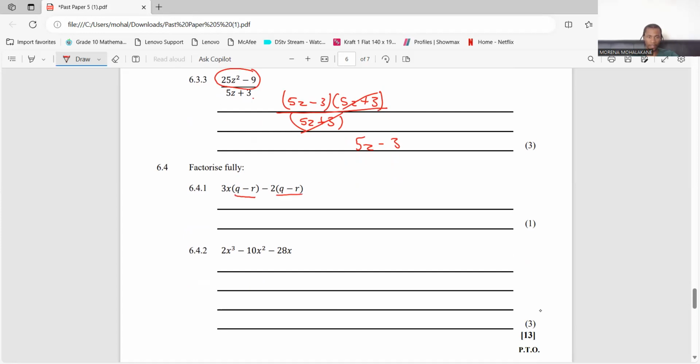This is the same as that. 2 terms there. So I'm going to have q minus r, 3x there, then minus 2.